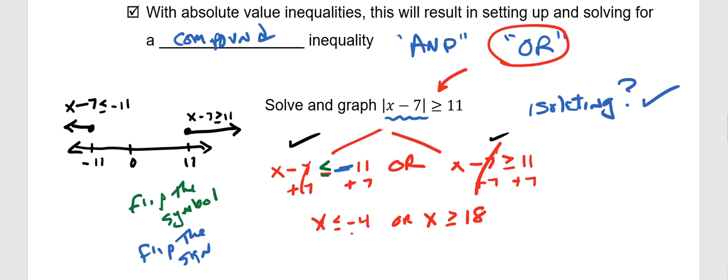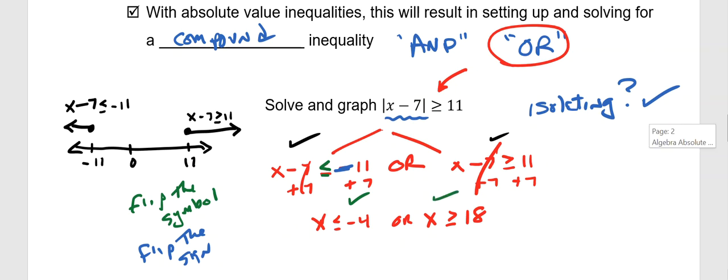So if we talk through it, let's see, negative 4 minus 7 is negative 11. The absolute value of negative 11 is 11. Is that greater than or equal to 11? Yes, it is. So we know that is a correct solution. We can test 18. 18 minus 7 is 11. The absolute value of 11 is 11. That is greater than or equal to 11, as the original inequality says as well.